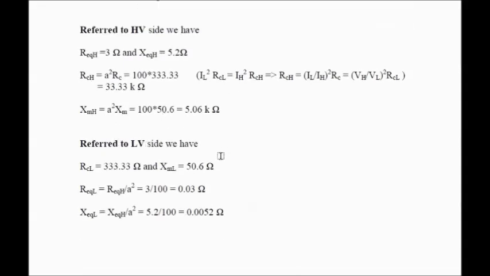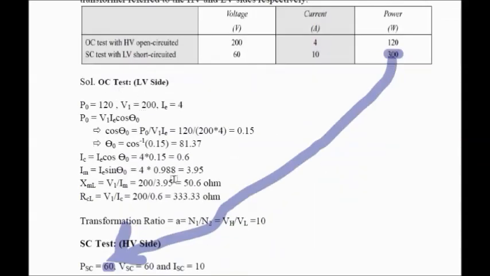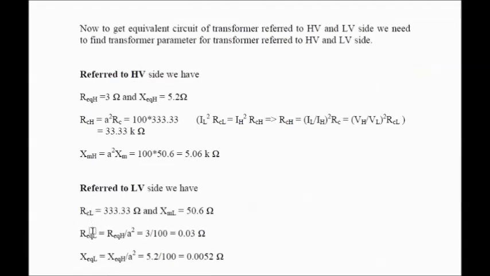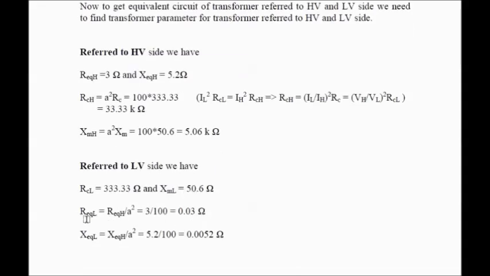And when referred to the low voltage side, we have the OC test performed on the low voltage side. So XM and RC obtained from this test will be XM low voltage and RC low voltage. So RC low voltage is 333.33 and XM low voltage is 50.6, and R equivalent referred to low voltage will be R equivalent referred to high upon A square, using this relation, that I square R before transformation is equal to I square R after transformation.